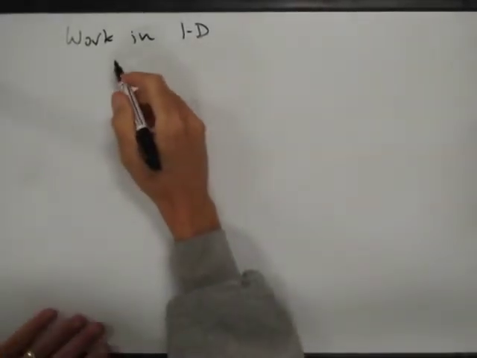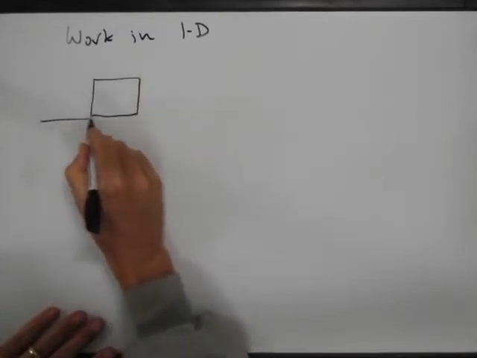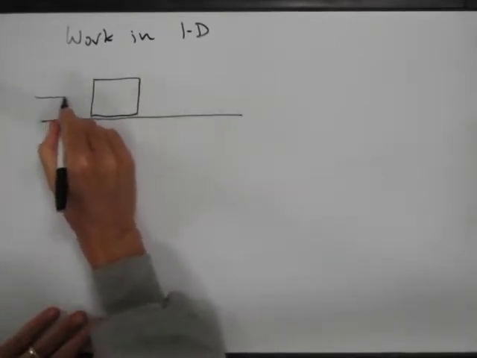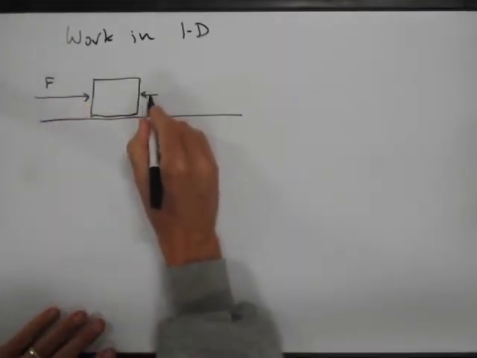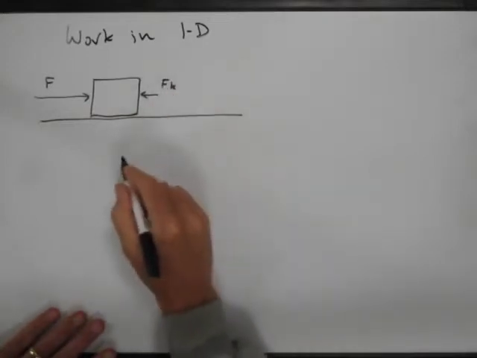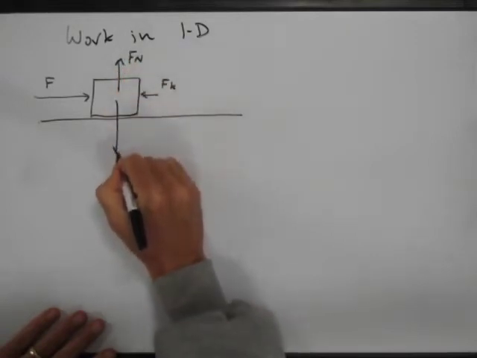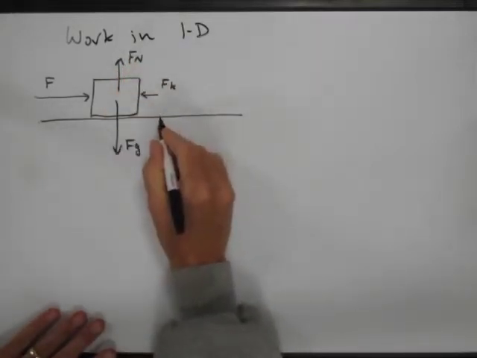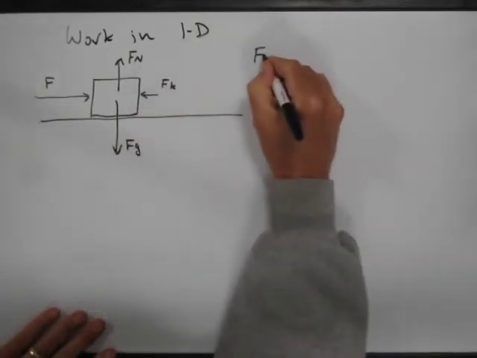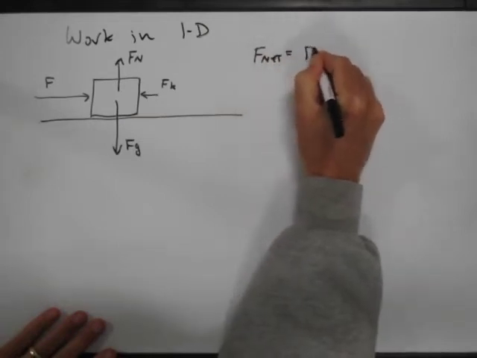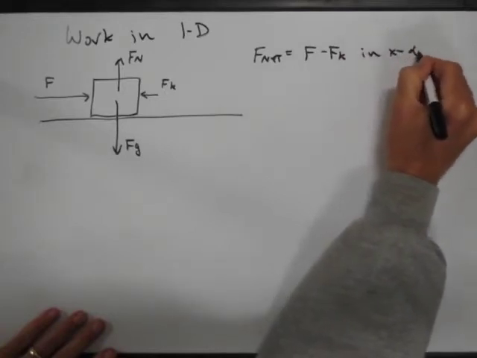So let's consider work in one-dimensional motion. For example, even though this is really 2D, it's really 1D. This is a force, F, pushing on a box, say. And this is a friction force, F sub K. And then there's a normal force, and there's a force of gravity. If the box is sliding along, these two add up to 0. So F net is just equal to F minus Fk in the x direction.